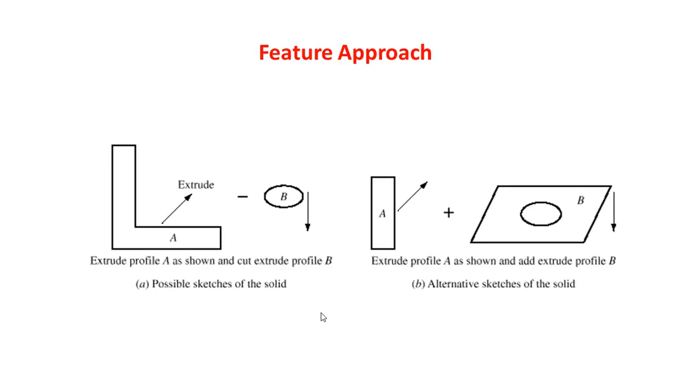So now here you can see the feature approach. In the feature approach, what can we do? We are using sketches. Suppose this is sketch A and this is sketch B.